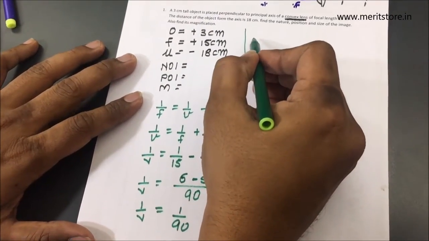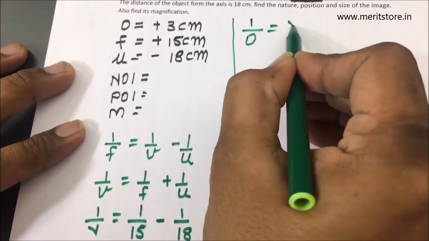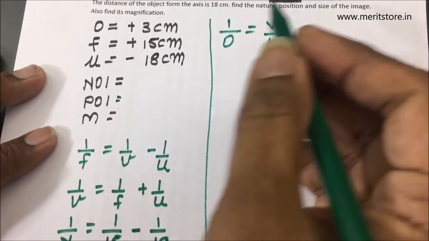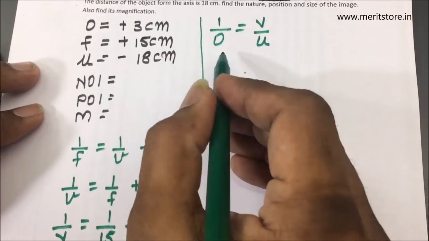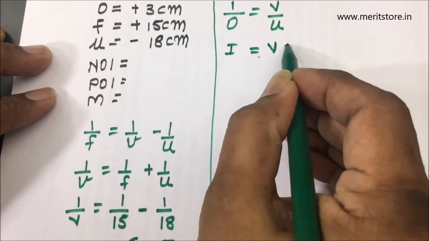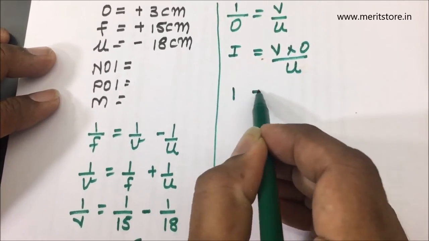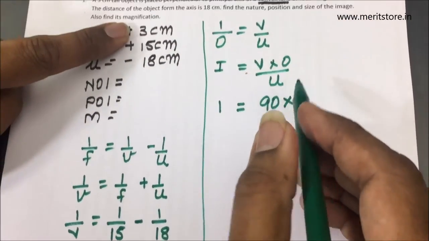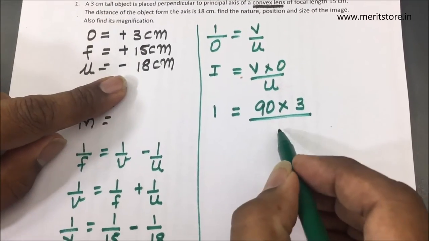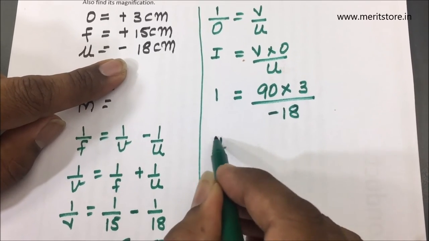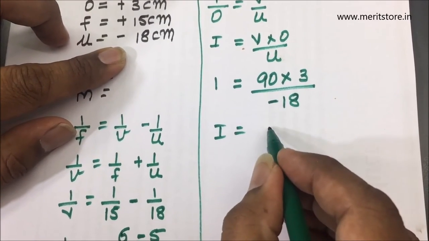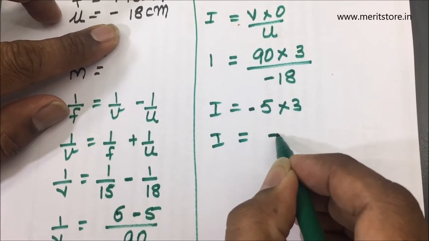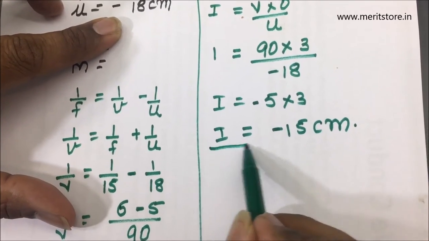So next, we have to find out more data. Now, I upon O is equal to v upon u. Remember this formula we had? I upon O is equal to v upon u. So let's start substituting. What do I want from this? I don't have I. So I is equal to v into O upon u. We just got v, right? So I substitute that. 90 into O. How much is O? 3. Upon u. How much is u? Minus 18. Therefore, how much is I? I is equal to 18 fives are 90, and therefore the negative sign, into 3. So how much is I? You tell me. I is minus 15 centimeters.